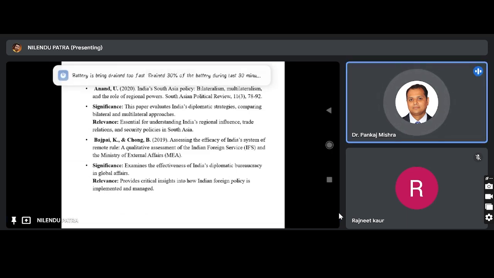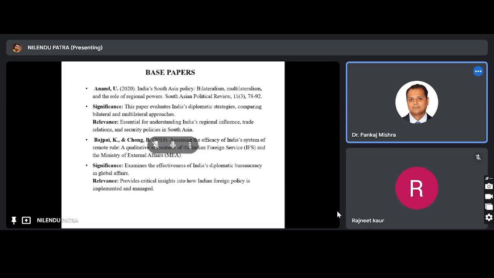What is the bilateral and multilateral approach? And how is it beneficial for your study in relation to China?